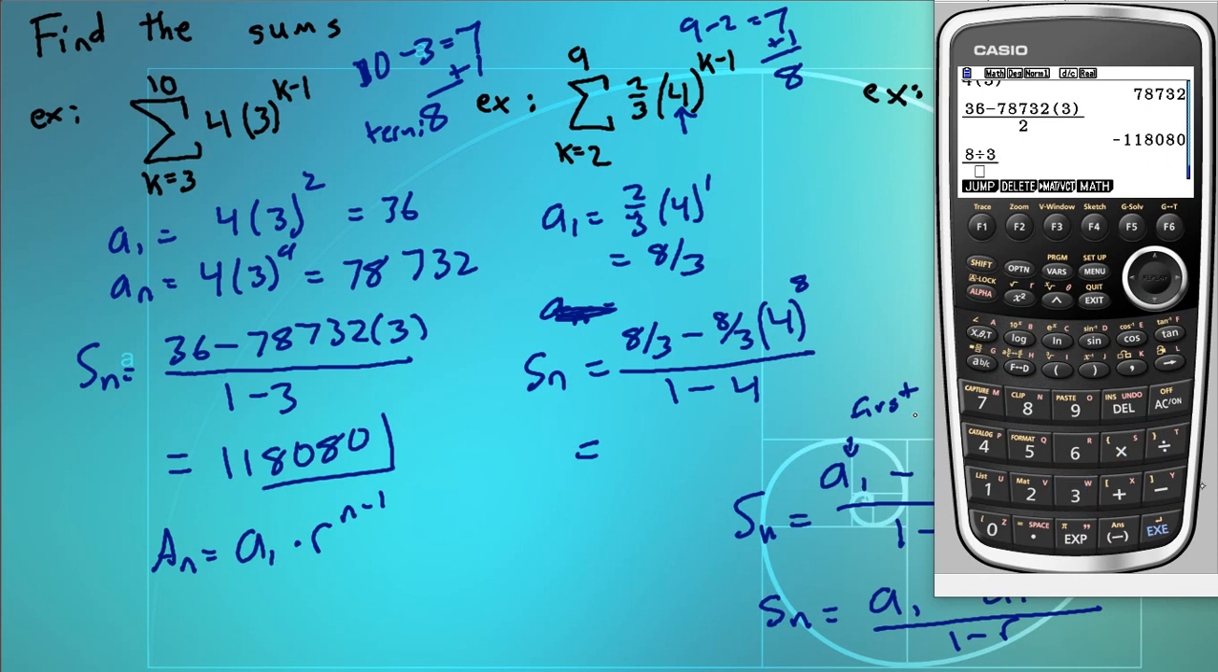8 divided by 3 minus 8 divided by 3. And just make this clear, that's its own thing. And then 4 to the 8. And then negative 3. And there we go. I'll get a decimal. So 58,253.